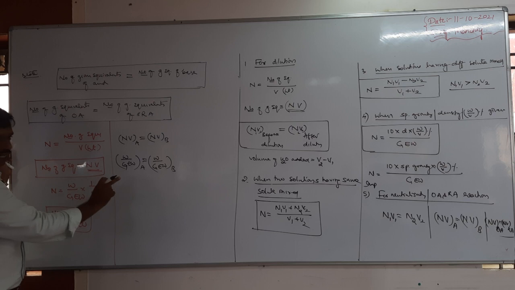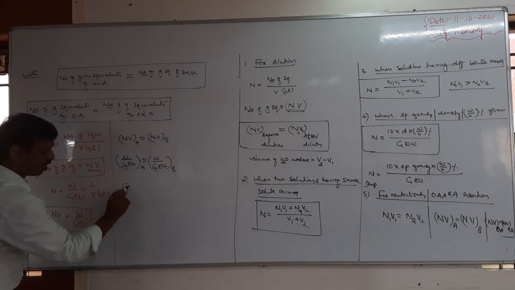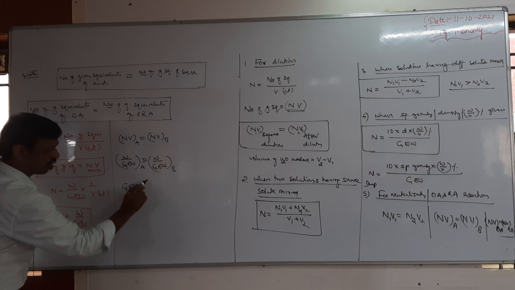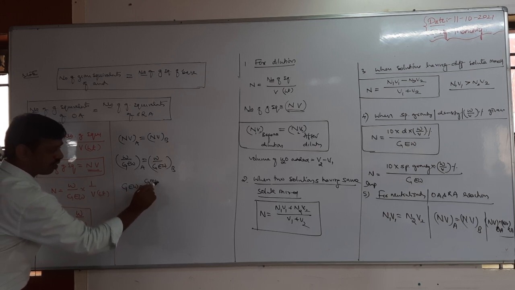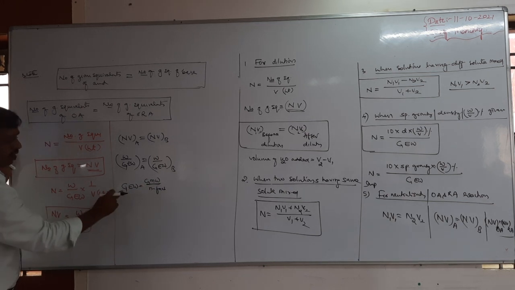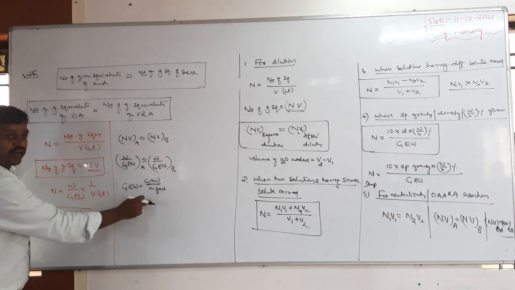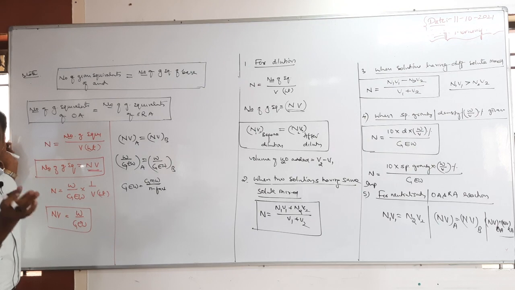Yeah, I'll write here only. What is the gram equivalent weight? Gram equivalent weight is equal to gram molecular weight divided by N factor. We will study this next class, but for the time being remember, gram equivalent weight is equal to gram molecular weight by N factor, or valency, basicity, acidity, etc.